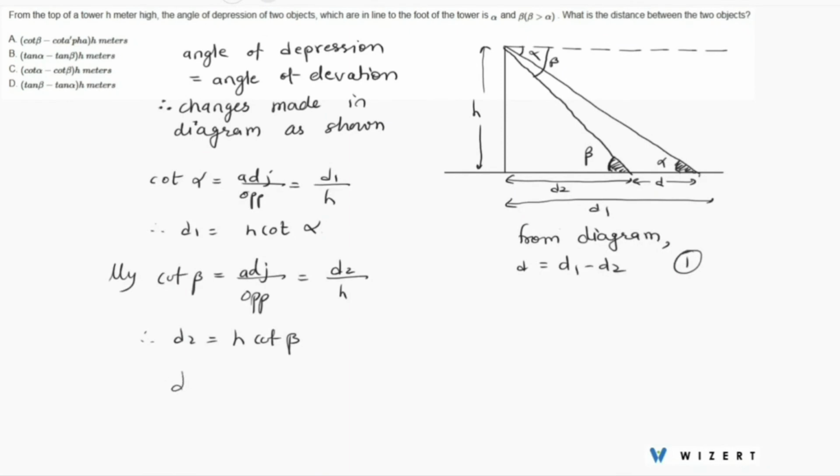So we have d is equal to d1 minus d2, which is equal to h cot alpha minus h cot beta, which is equal to h multiplied by cot alpha minus cot beta. We have taken h common. So this is the answer. Let's see, answer is option, and yes, that has to be in meters. So answer is option C.